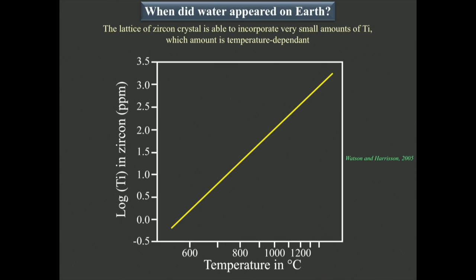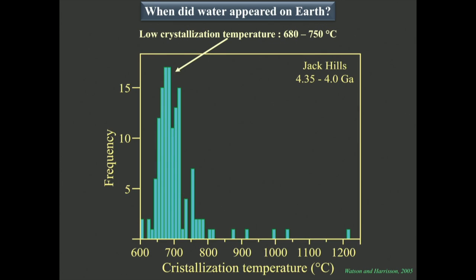And of course, looking at the early Earth, we expected very high temperature. And here we have the amount of crystals, here the temperature deduced from titanium content in the crystal. We can see that the temperature is low, at least for a magma. It's about 700 degrees, between 680 and 750 degrees Celsius. So it's quite low for this kind of magma.